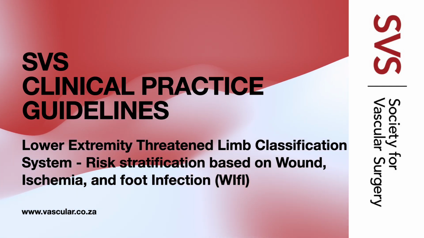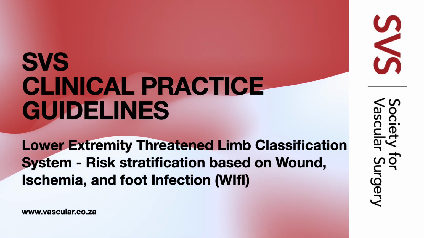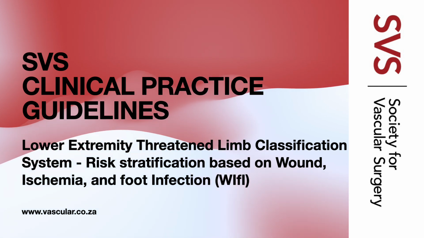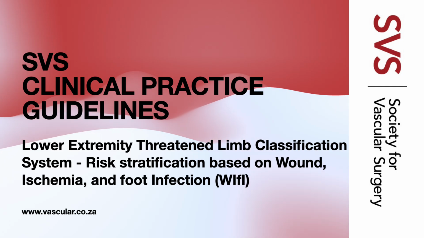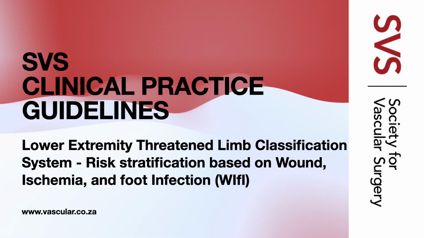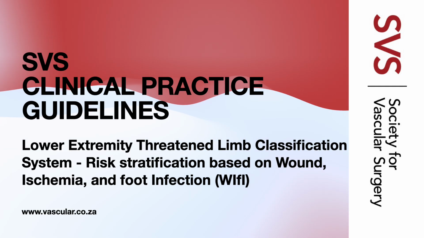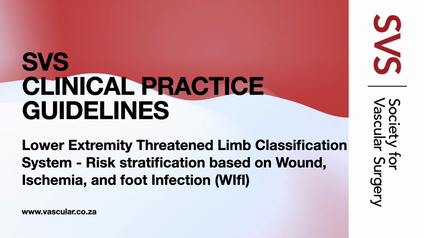Their toe pressure is 35 millimeters of mercury. There is surrounding erythema of 3 centimeters plus purulent discharge, but importantly, no signs of systemic inflammatory response syndrome. How would this patient be classified using the Society for Vascular Surgery wound, ischemia, and foot infection system?